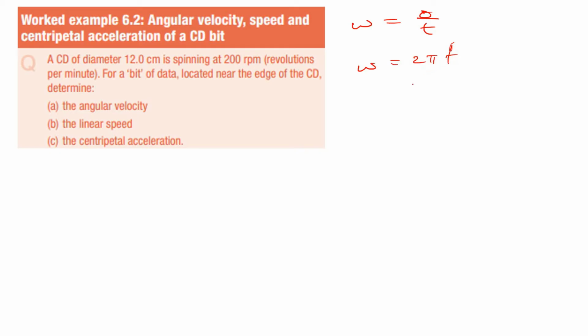Now, the question gave us several things. It gave us the diameter of the CD. It gives us the frequency, which is revolutions per unit time, which is in minutes here. So we can say that the frequency is equal to 200 revolutions per minute. But because now we are talking about frequency, frequency really is the number of revolutions per unit time, that is in seconds. So we have to change over from minutes to seconds. So in essence, our frequency in this case is going to be 200 divided by 60.